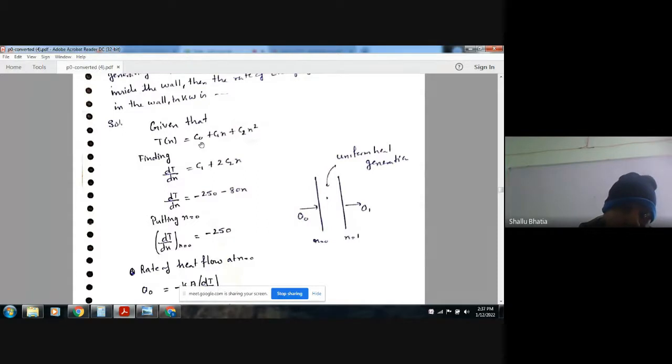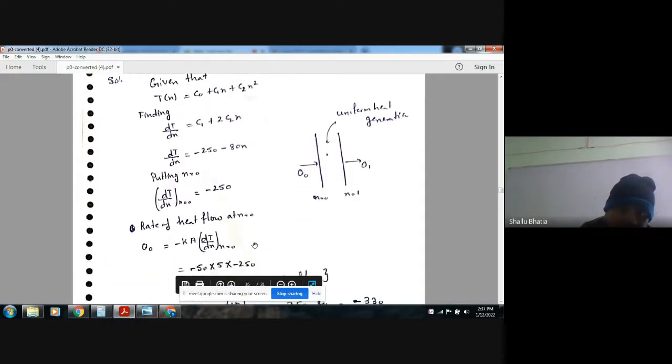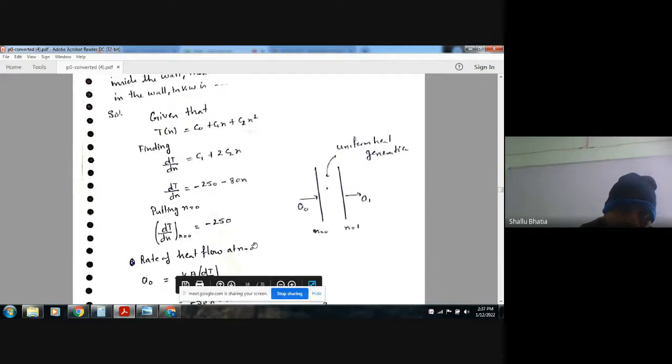Now finding dT by dx, it will be C1 plus 2C2x. Putting the values of C1 and C2, we have this. At x equal to 0, we have dT by dx at 0 as minus 250, and at x equal to 1 we will find out later. So this is dT by dx at x equals 0.